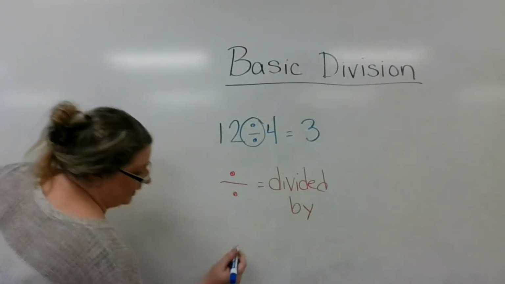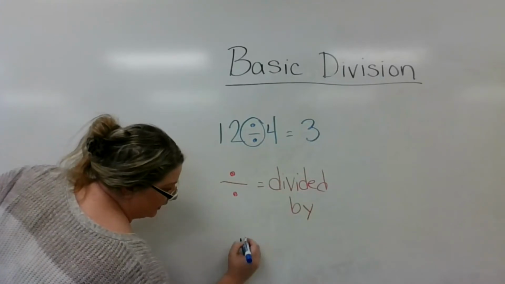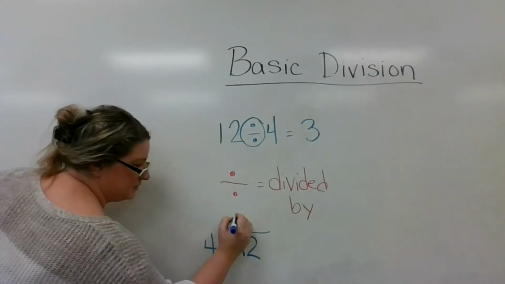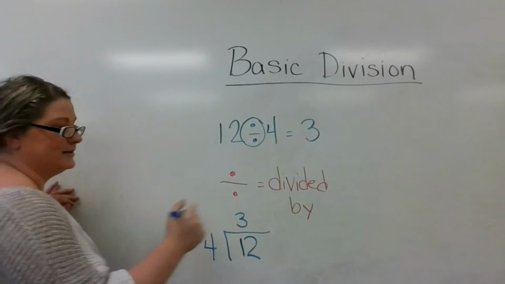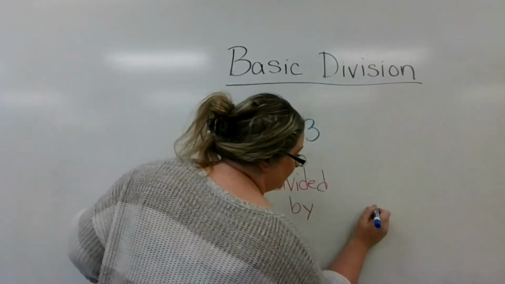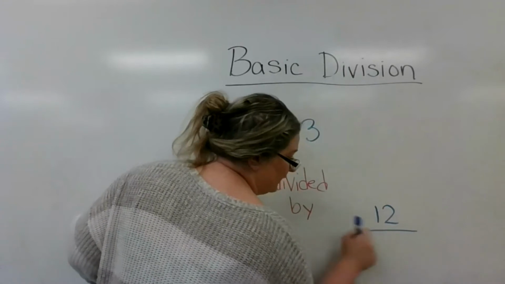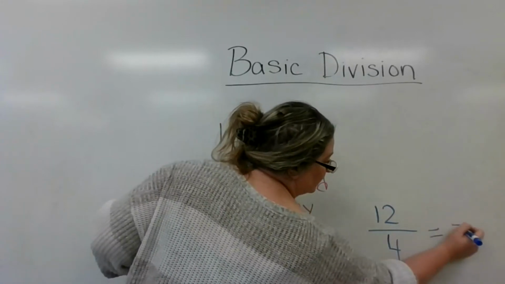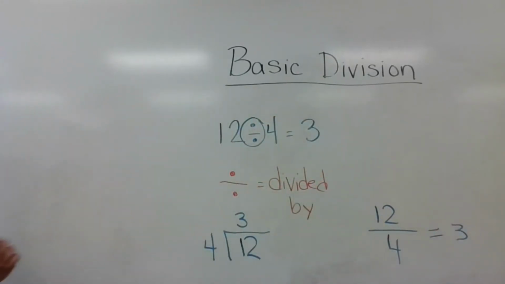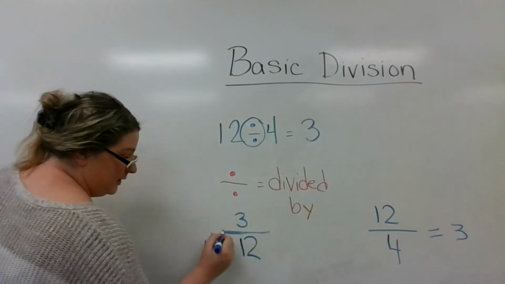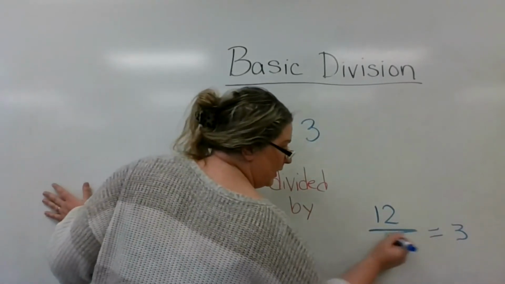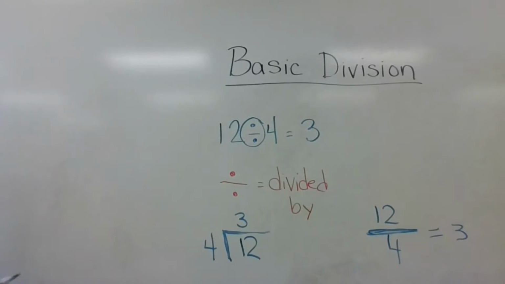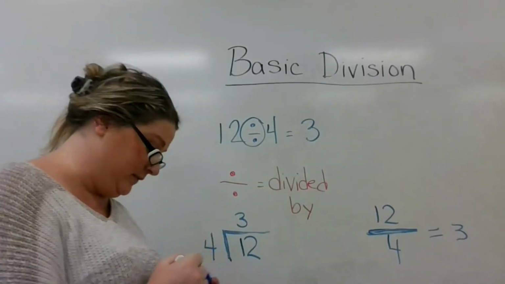So you could have 12 divided by 4 gives you 3. And you can have 12 divided by, that line means divided by, 4 equals 3. This means divided by. This means divided by. I know it's a fraction symbol, but it also means divided by. And this means divided by. So we have 3 symbols for division, for basic division.